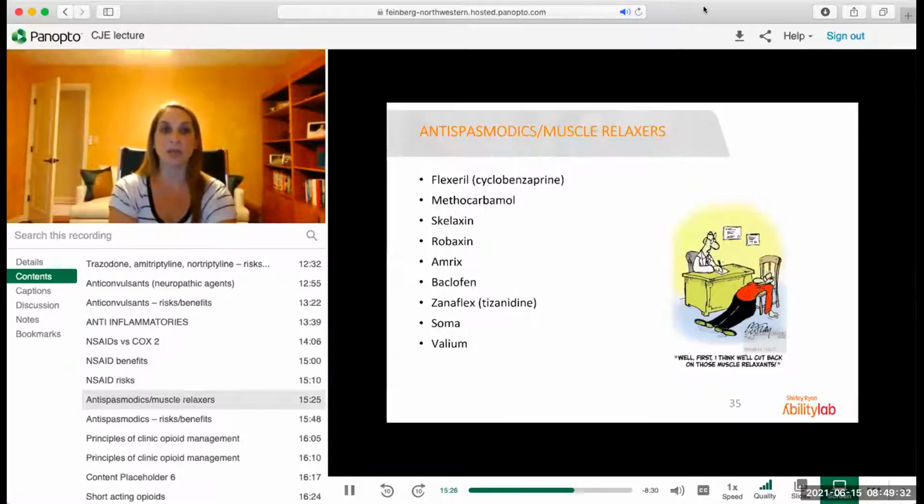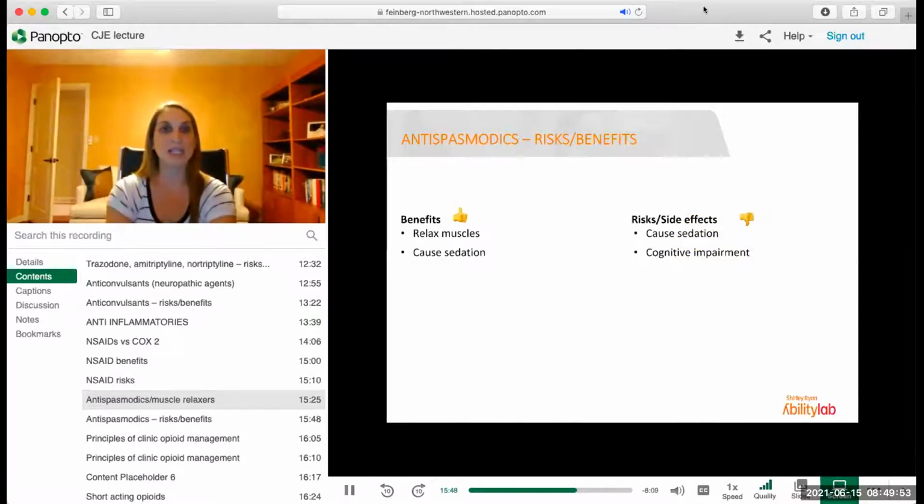Antispasmodics are muscle relaxers. Things like Flexeril or cyclobenzaprine, methocarbamol, metaxalone or Skelaxin, Robaxin, Amrix, baclofen, Zanaflex or tizanidine, Soma, Valium, Lorzone. Those are just a few. The big thing is they can cause sedation, or make people feel sedated or somnolent, as in this cartoon. Well, first, I think we'll cut back on those muscle relaxants. Risks and benefits. Benefits: they can relax the muscles.